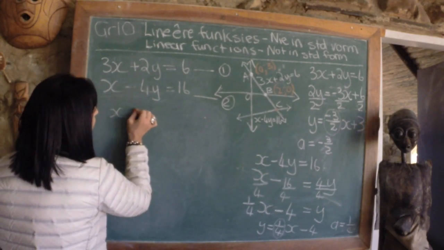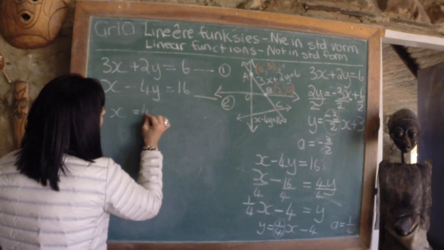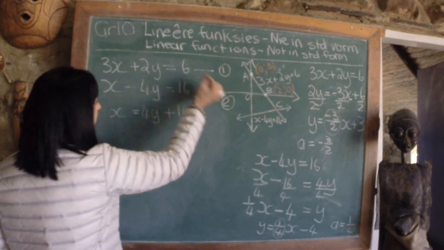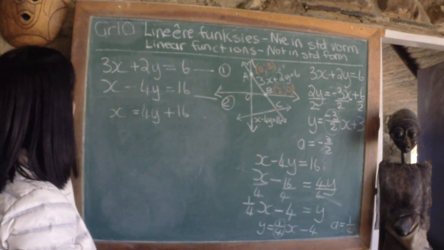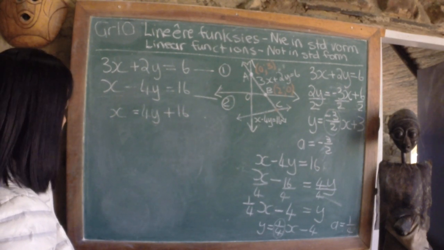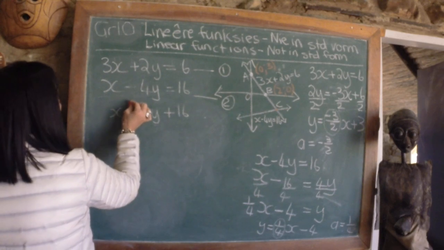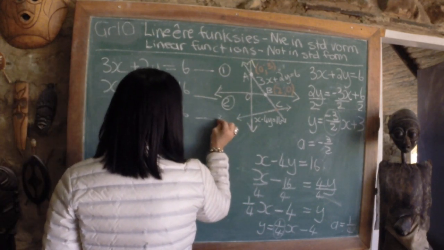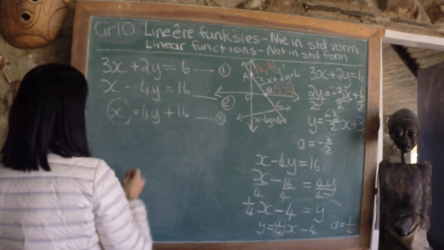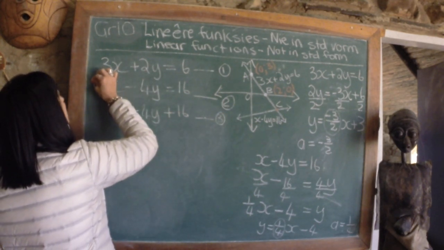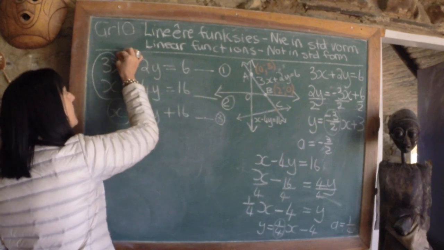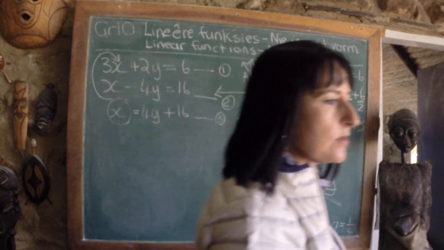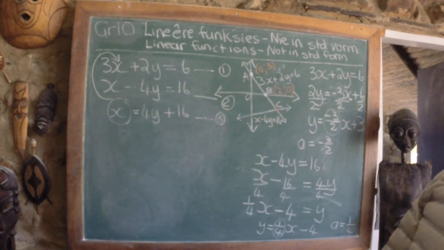So ons gaan sê x is gelyk aan 4y plus 16. Ek het die 4y oor die is gelyk aan gevat, so hy word 'n plus. Nou vat ek hierdie x uit die tweede vergelyking. Okay, that's the second equation still. And I'm going to substitute it in the first equation. Ek gaan nou substitusie doen in die eerste vergelyking.